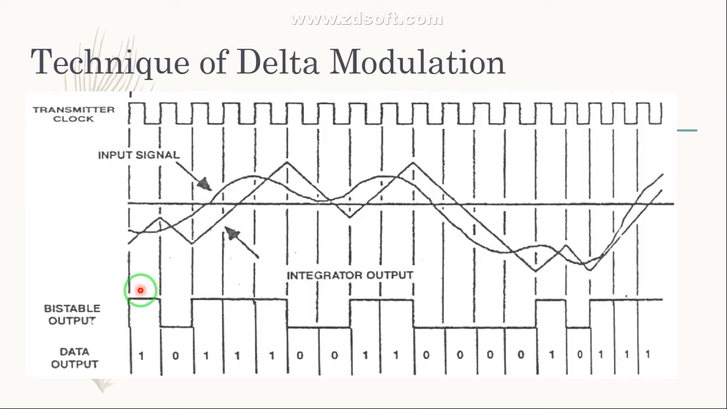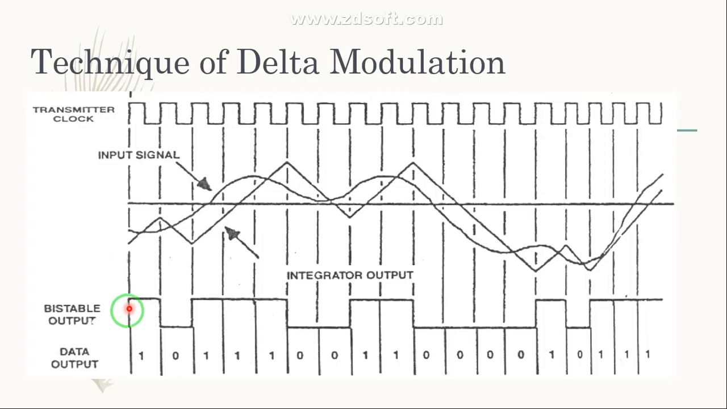Now suppose, at instant t equal to 0, the integrator output, see, this is the integrator output. The ramp signal that you are going to see on the screen is your integrator output. Now, the integrator output voltage, you can see it over here. The integrator output voltage is lower than this analog input. See, this is your analog input, and this ramp signal is your integrator output.